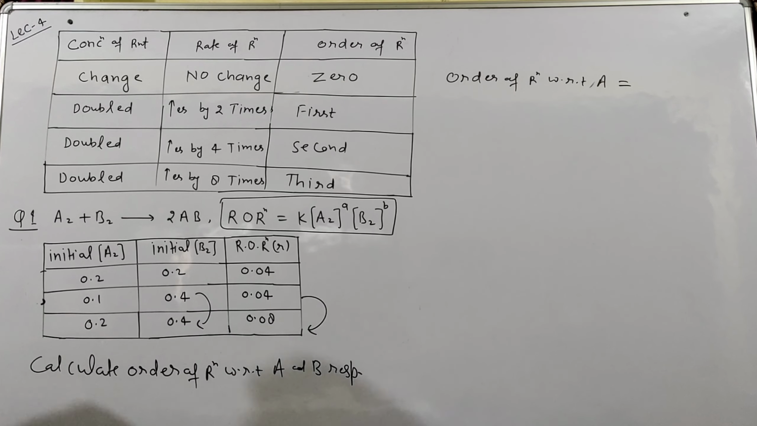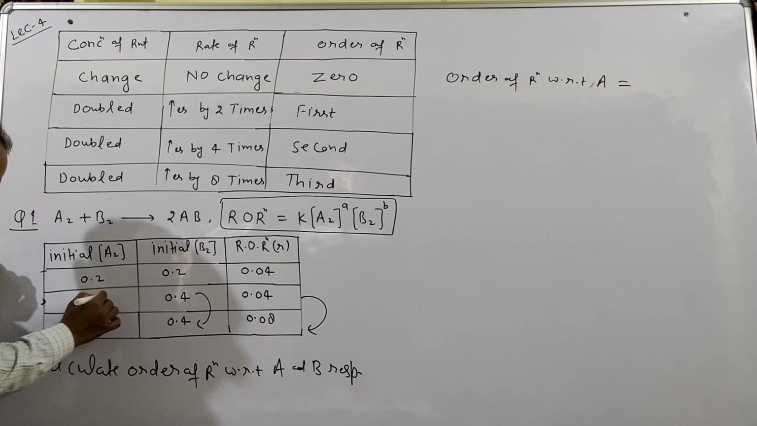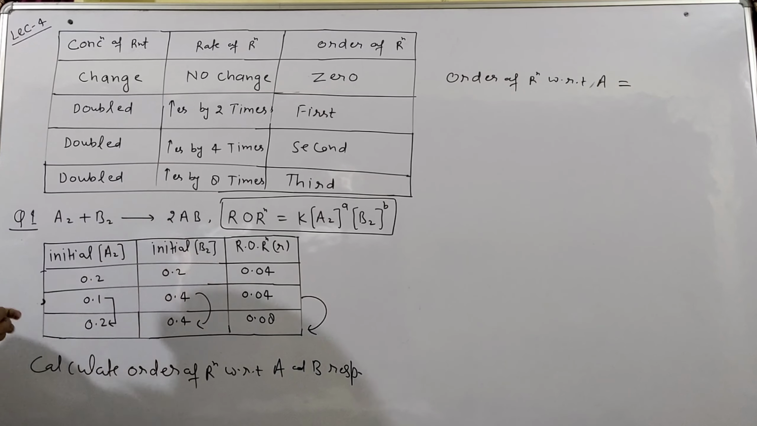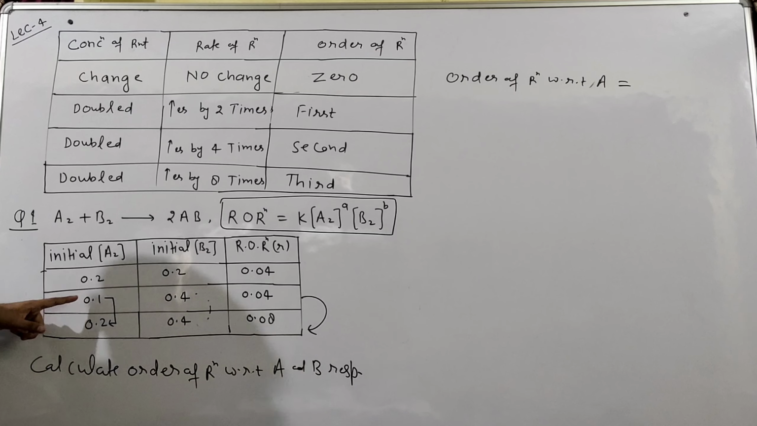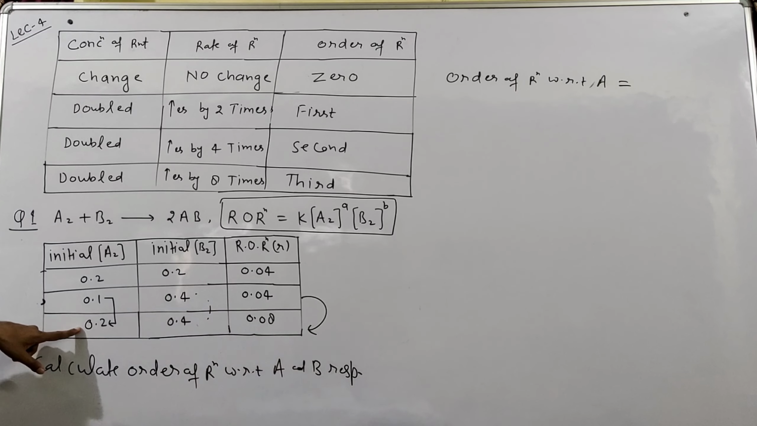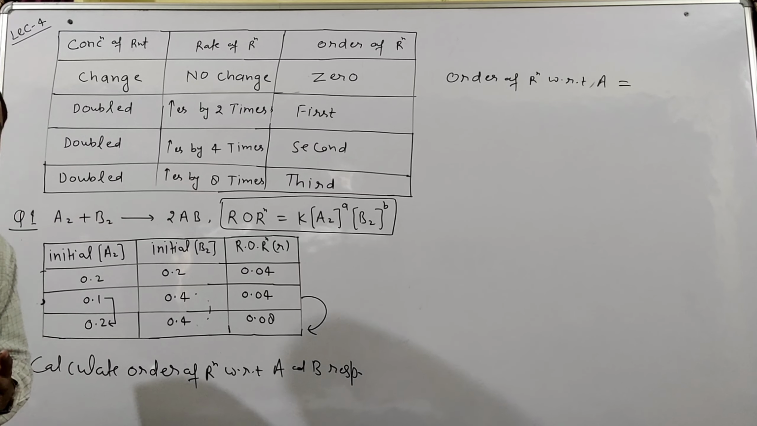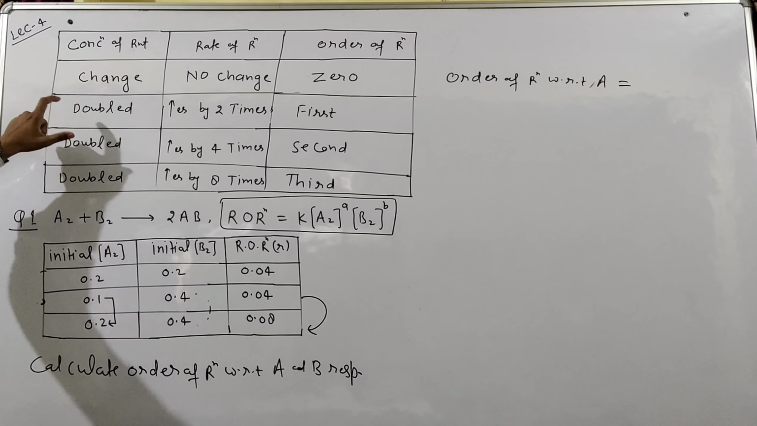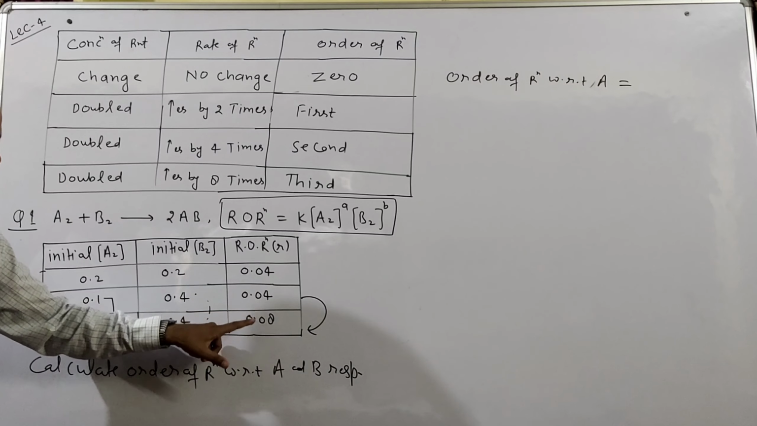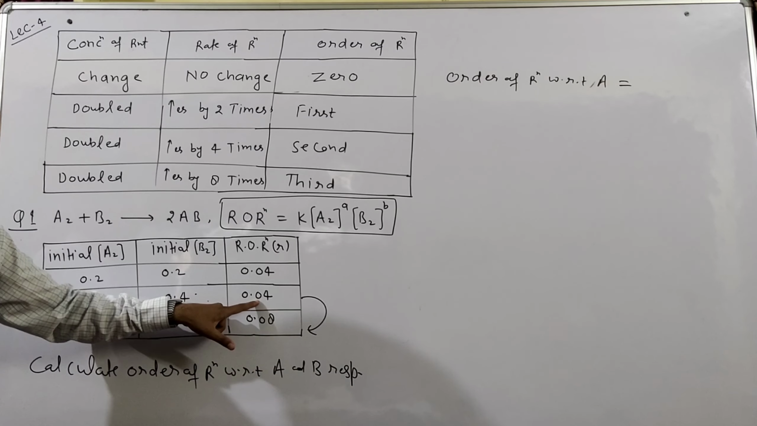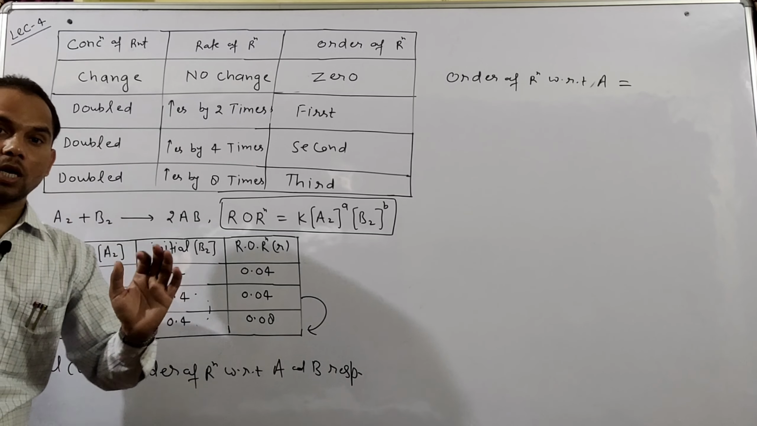But we have to see here the concentration of A, 0.1 to 0.2. So actually this is the constant, so no need to mention it here. Initially the concentration is 0.1 and then it becomes 0.2. In the first observation it is 0.1 and in the second it is 0.2. So the concentration of the reactant is doubled. What is the effect on the rate of reaction? The rate of reaction goes from 0.04 to 0.08.